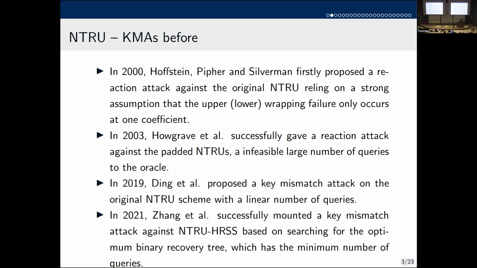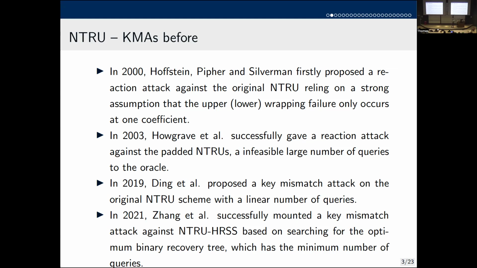Now I'll look at the key mismatch attacks before. This observation already existed in the year 2000. Hoffstein, Pipher, and Silverman proposed what they call a reaction attack. It is basically a key mismatch attack against the original NTRU, but they rely on a strong assumption on the wrap-around failures occurring at one coefficient. I'll explain that in more depth later. Then in 2003, Hall, Goldberg, and others gave a reaction attack against the padded NTRU, but in this case they require a large number of queries, so it is not very efficient.